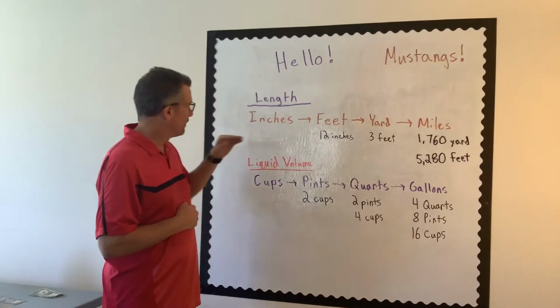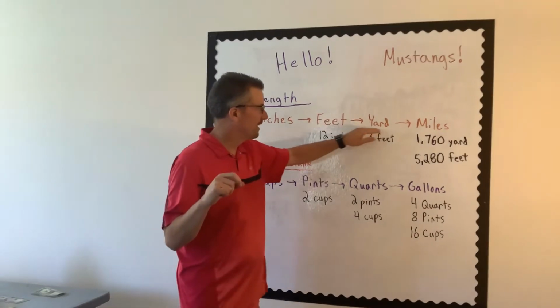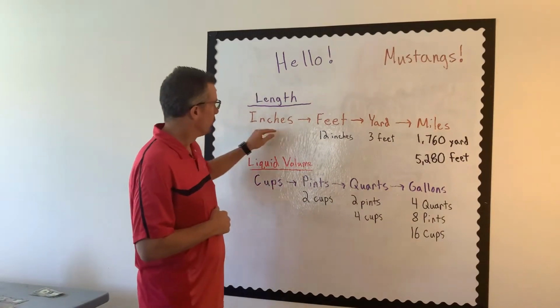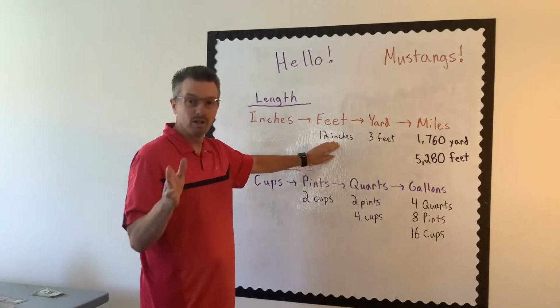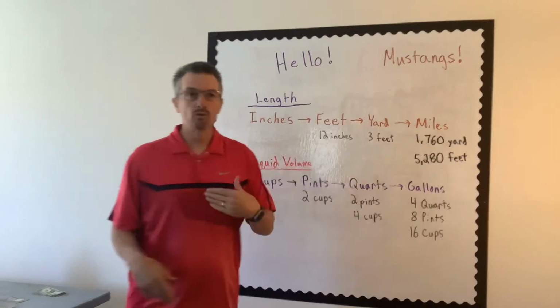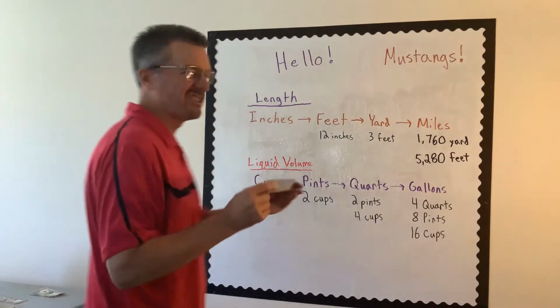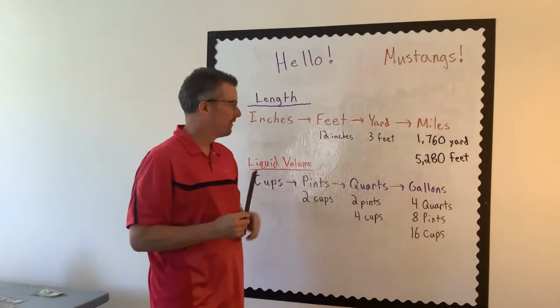So, if we know that inches are the smallest, and then it goes to feet, yards, and miles, how many of each is that? Well, we have a standard measurement. We know that 12 inches equals 1 foot, and that's our standard ruler, right? Our standard ruler is 12 inches, and it equals 1 foot.